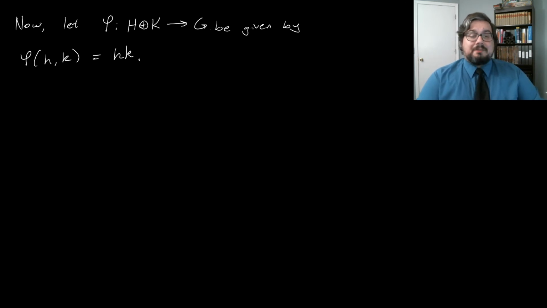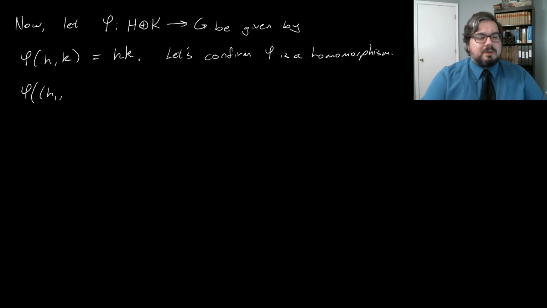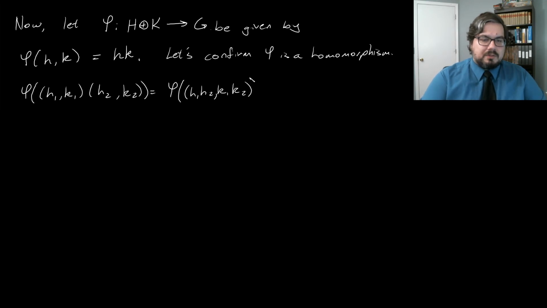Now, we need to show that phi is an isomorphism, which means we need to show it's a homomorphism and then show that it's bijective. So, let's confirm that phi is a homomorphism. If we take phi of the product of two elements, (h1, k1) with (h2, k2), and multiply inside, as we've written it here, that's going to give us phi of (h1 h2, k1 k2). A bit of a notational mess there. And by definition, phi of (h, k) is just their product. So that's h1 h2 k1 k2.